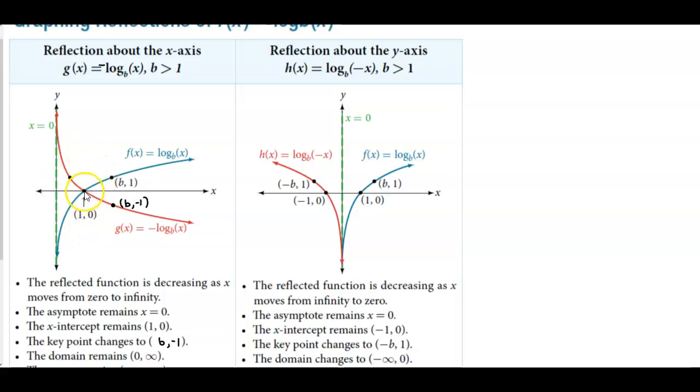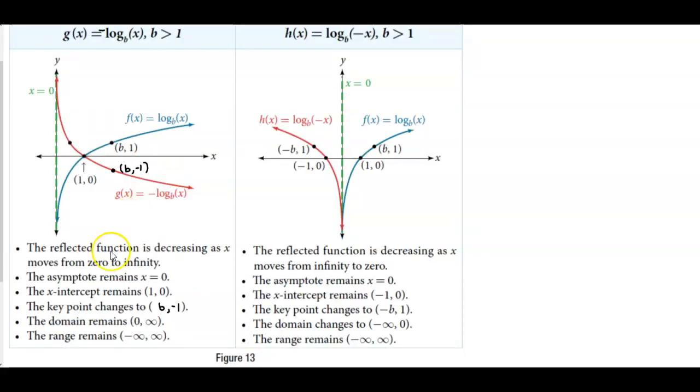Now the x-intercept remains the same. The y-coordinates are opposite. So the x-coordinate stays the same, but the y-coordinates have opposite signs. So that would be b, negative 1. So the reflected function is decreasing as x moves from 0 to infinity.